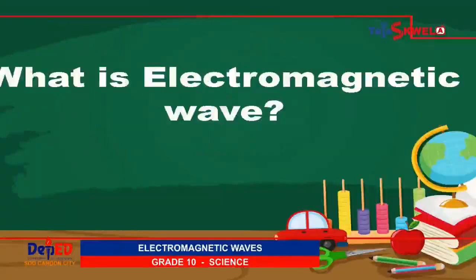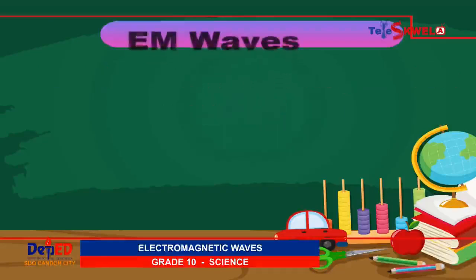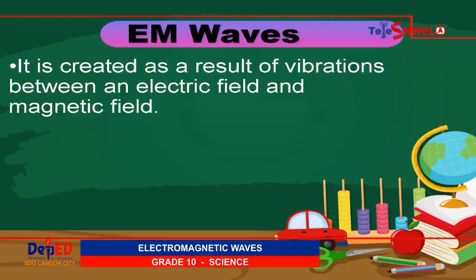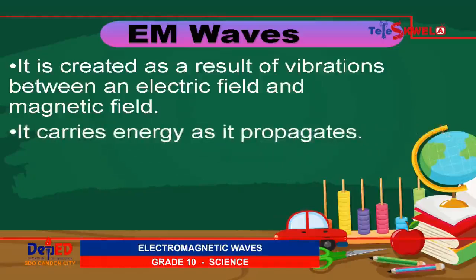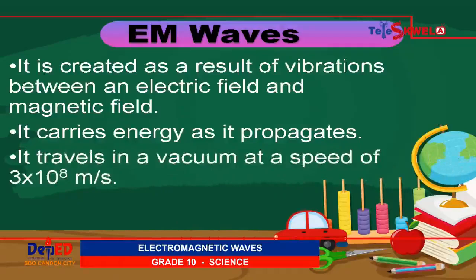Now, what is electromagnetic wave? Electromagnetic wave or EM wave is created because of vibrations between an electric field and magnetic field. EM wave carries energy as it propagates and can travel through anything, even in a vacuum, meaning it does not need any medium to travel. It travels in a vacuum at a speed of 3 × 10⁸ meters per second.